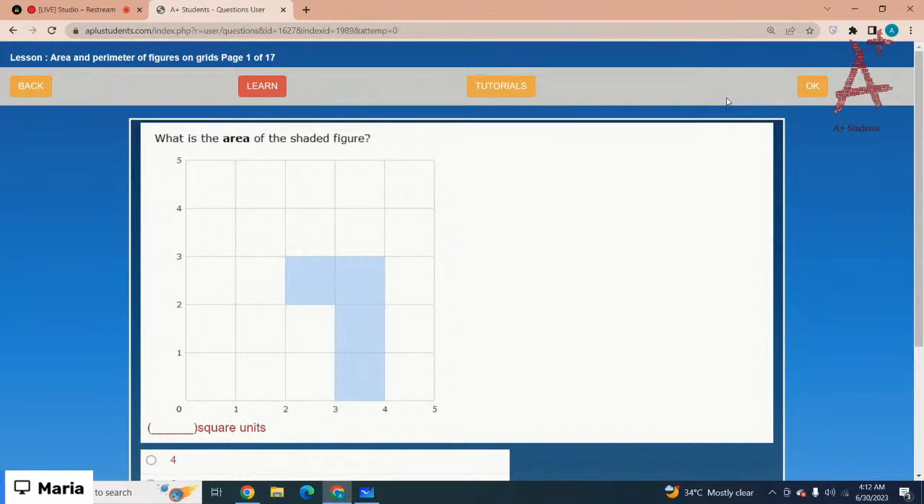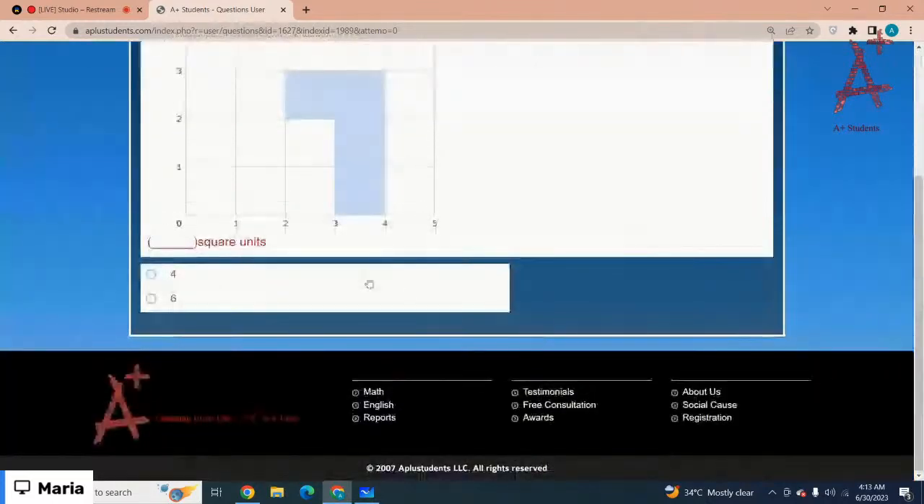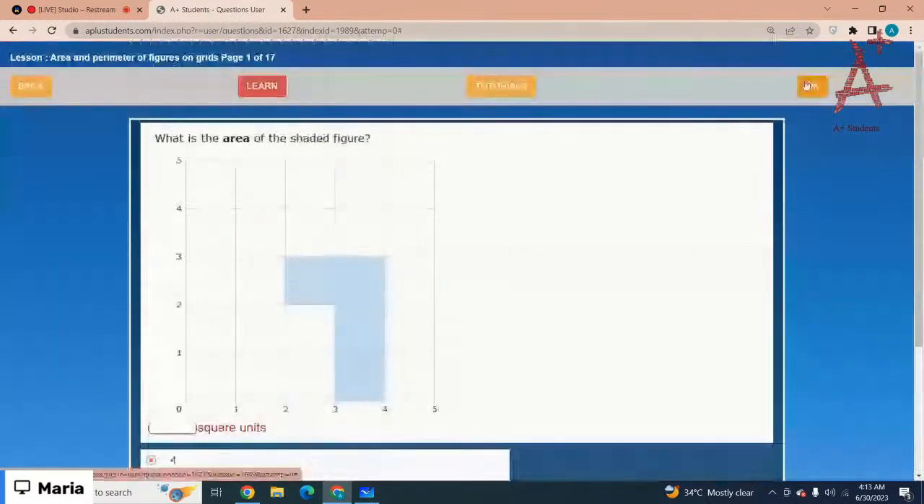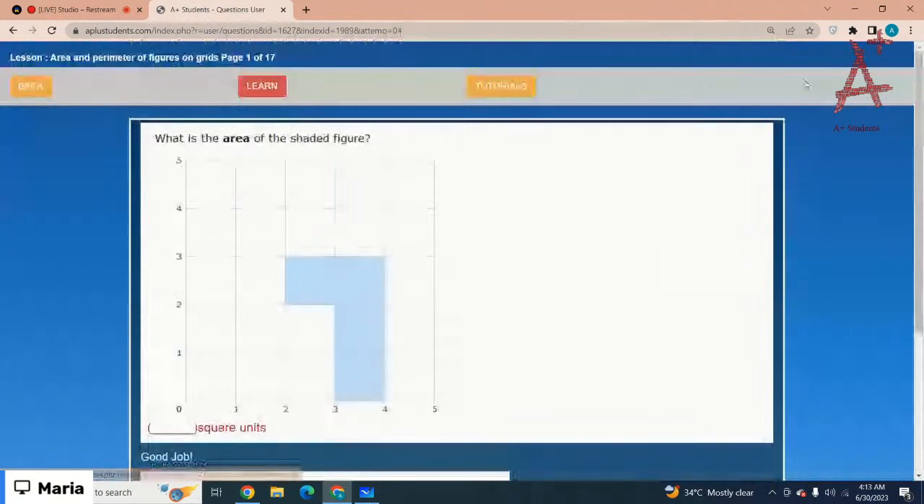Okay, so how many squares are shaded? One, 2, 3, 4. So the area of this figure is 4. For the area, you just have to count the shaded squares. That would be 4.